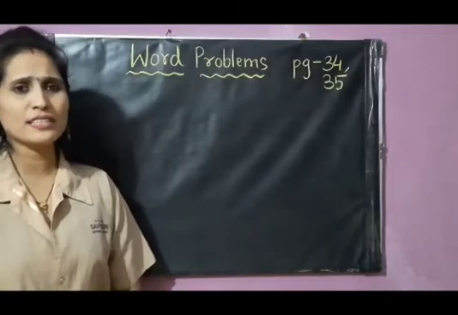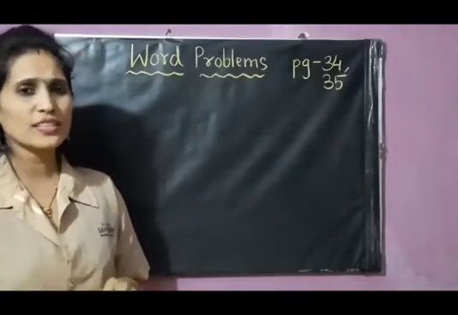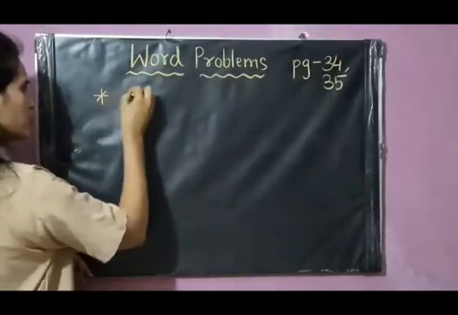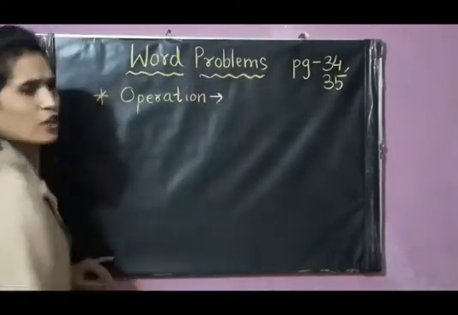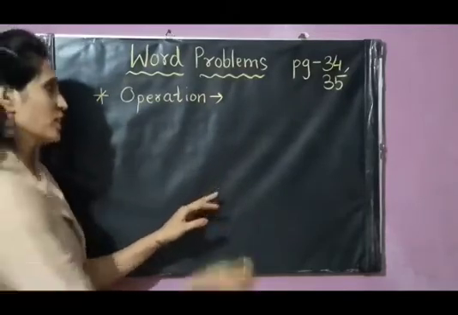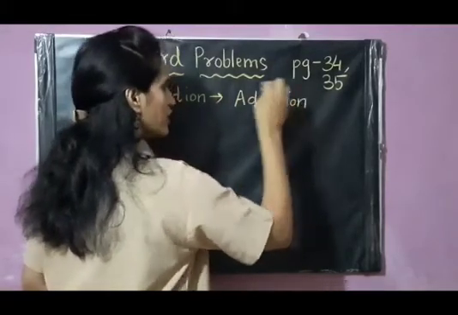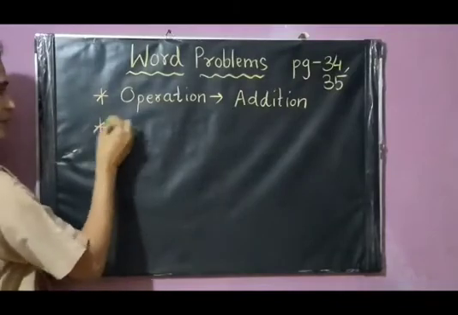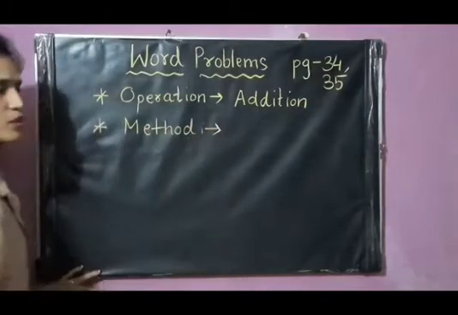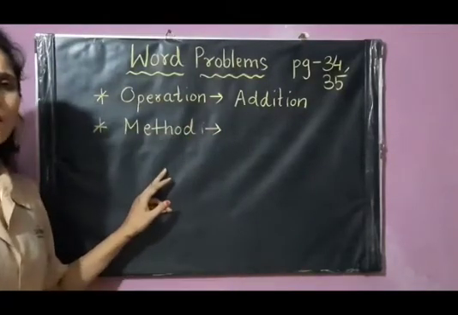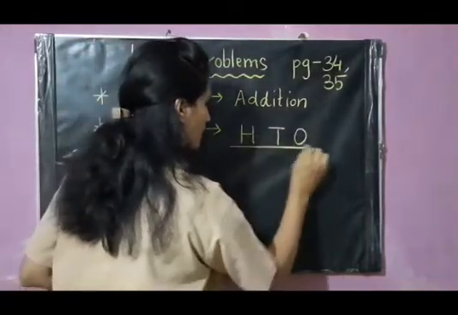Okay. Now the statement is done. Now we know what is given and we know what we have to find. Now what is the next step? We have to find the operation. By which operation are we solving this, children? In all means addition. So we will write the operation is addition. Okay. Now the next step is method. How are we going to solve? We are going to write the places. We will write hundreds, tens, ones.